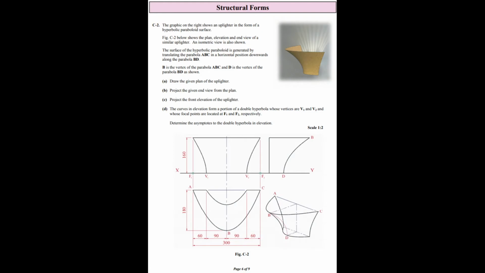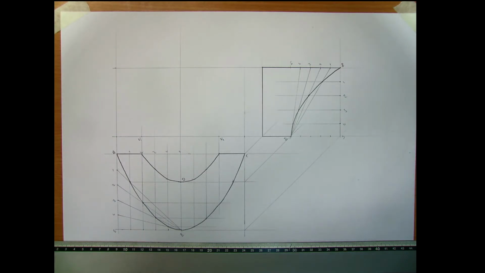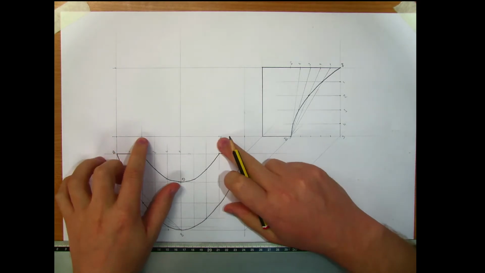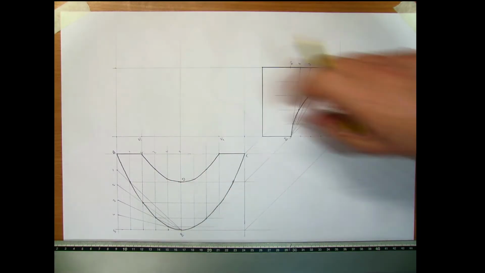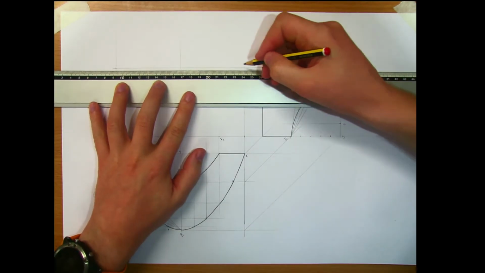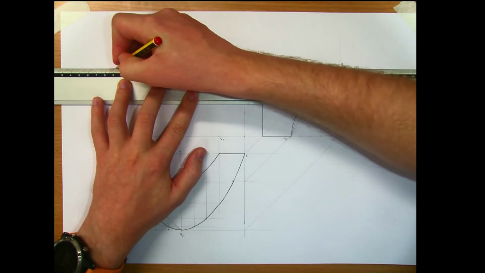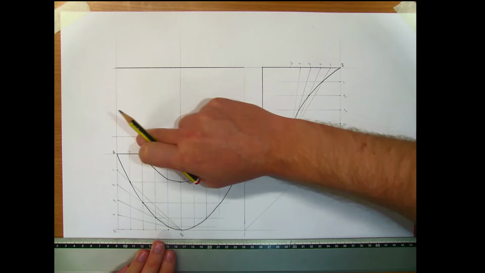Having a look at part C is to draw the front elevation of the uplighter. So we're going to have a look at that part now. Okay, we know a few points. We know V1 and V2 here, they're points down here. And we know the top there is solid, so I can mark that part in. Now what we're going to have to do is find the curve here and here.